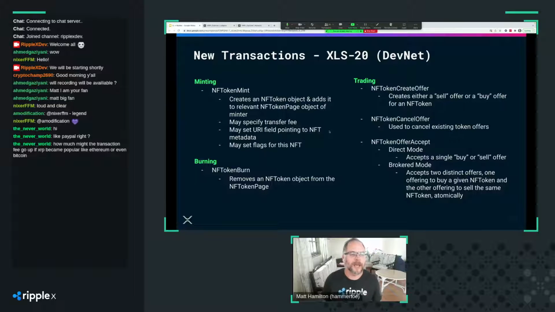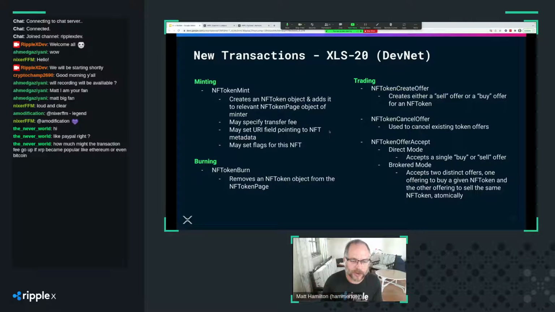So for example, there's an NFT token mint transaction that allows you to create a token and specify things such as a transfer fee. And that allows secondary sale commission, right? So I create an NFT and I sell it for $100 to one person. I can set a 5% royalty fee, for example. And if that person then sells that NFT, that I sold for $100, for $1,000, it will then send 5% of that $1,000 back to me as commission.